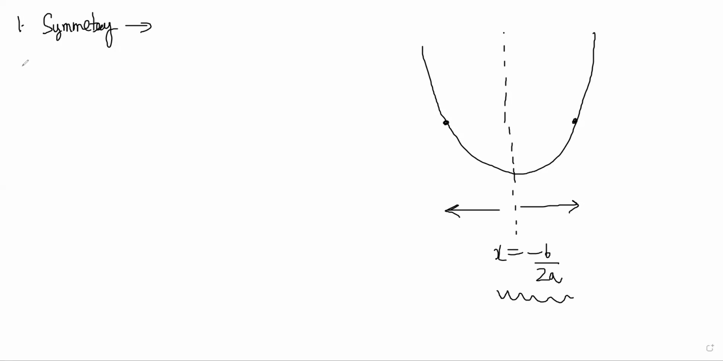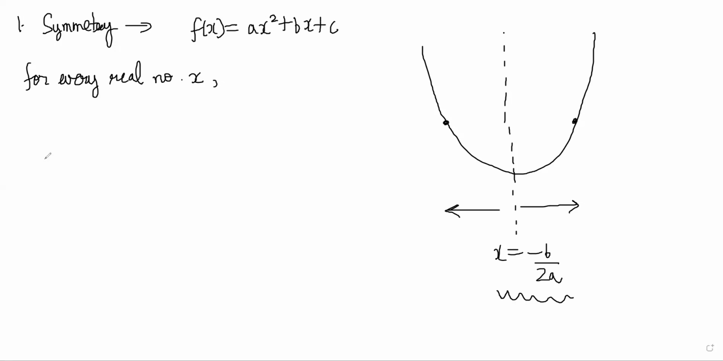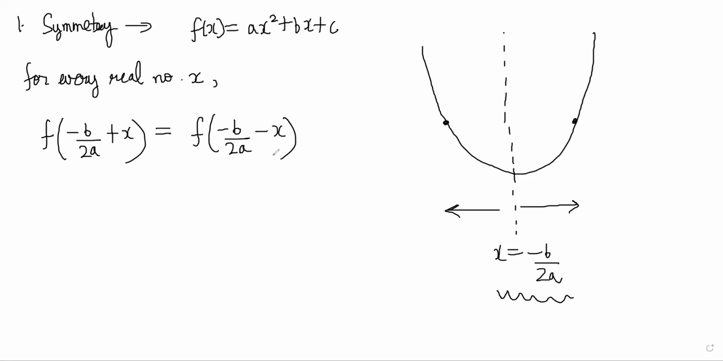We can write that mathematically like this: if f of x was ax square plus bx plus c, then for every real number x, we can say f of minus b by 2a plus x will be equal to f of minus b by 2a minus x, right?